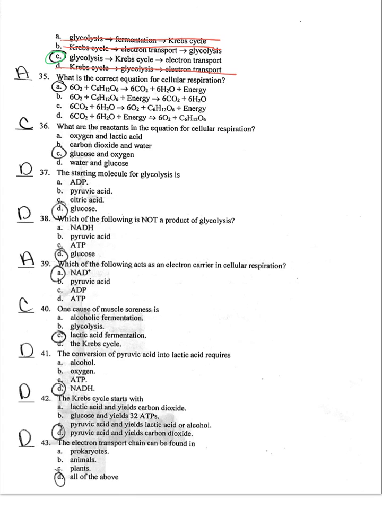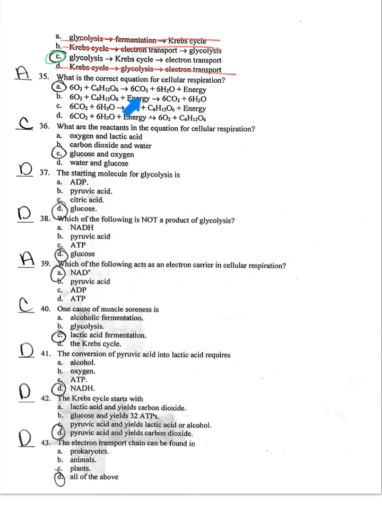What is the correct equation for cellular respiration? Well, it's going to be oxygen, sugar, CO2, water, and energy. And so the answer is A. O2, the rest is incorrect. So again, oxygen, sugar, CO2, water, and energy, right? That's the process. So what's the problem with this one here? That you need to add energy to it.